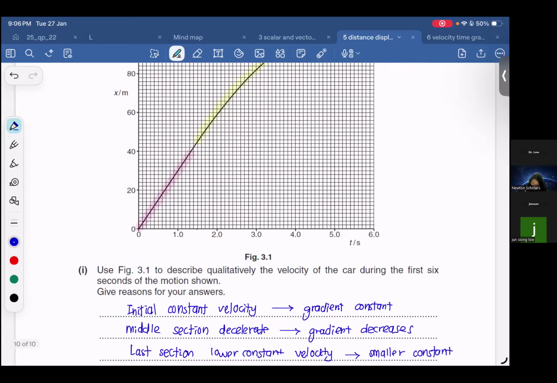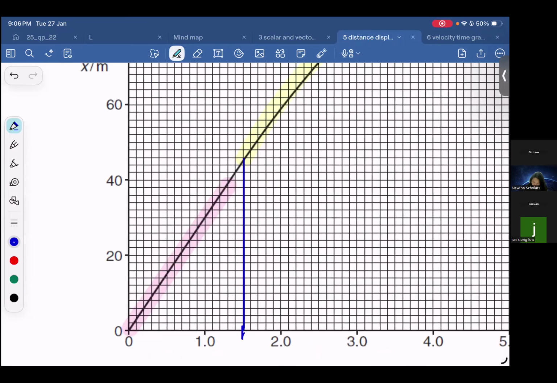1.5 is somewhere here. 1, 2, 3, 4, 5. Okay, 1.5. So if we're drawing up somewhere here. Okay. So this one is 40. So 1, 2, 3, 4, 5. This is 50. Okay, so this is half of it. So this one is 45. This part actually is 45.